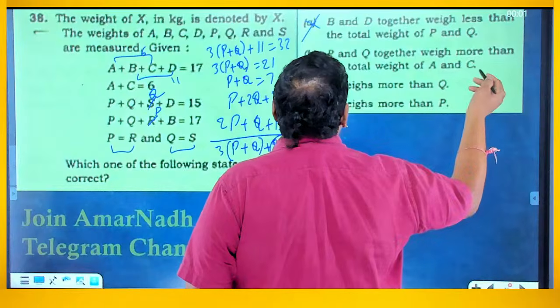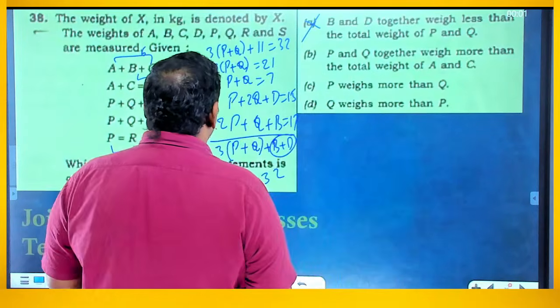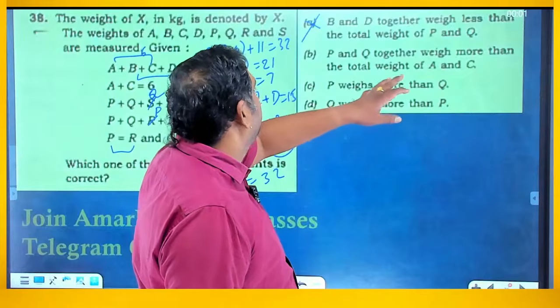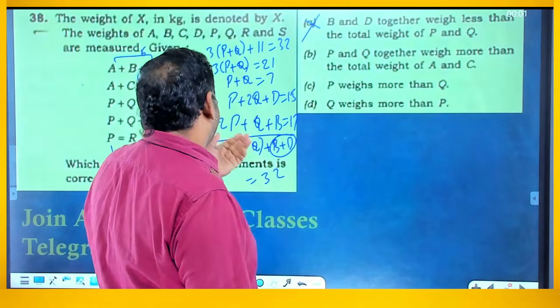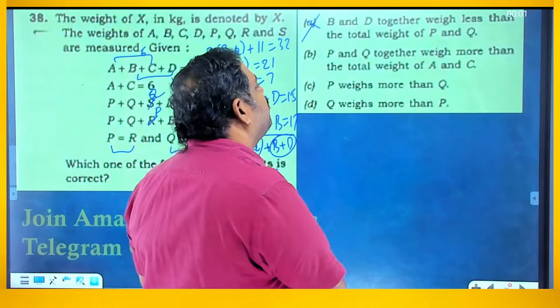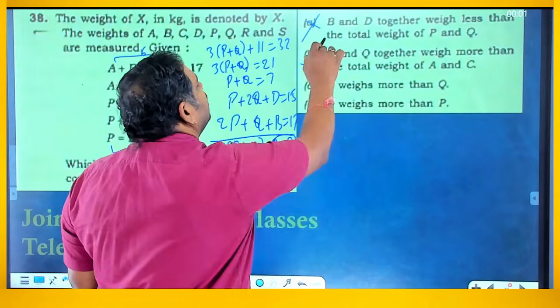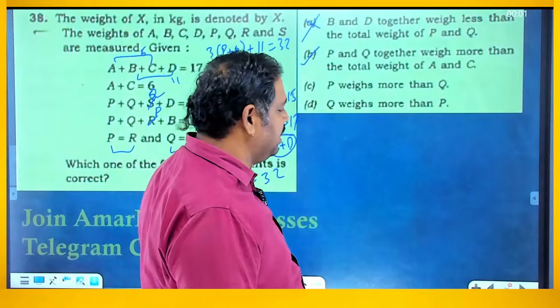P and Q together weigh 7. More than the total weight of A and C? Yes, A and C is 6 only, and P and Q is 7. That's why P and Q weigh more than A and C. So that is the answer. B is the correct one.